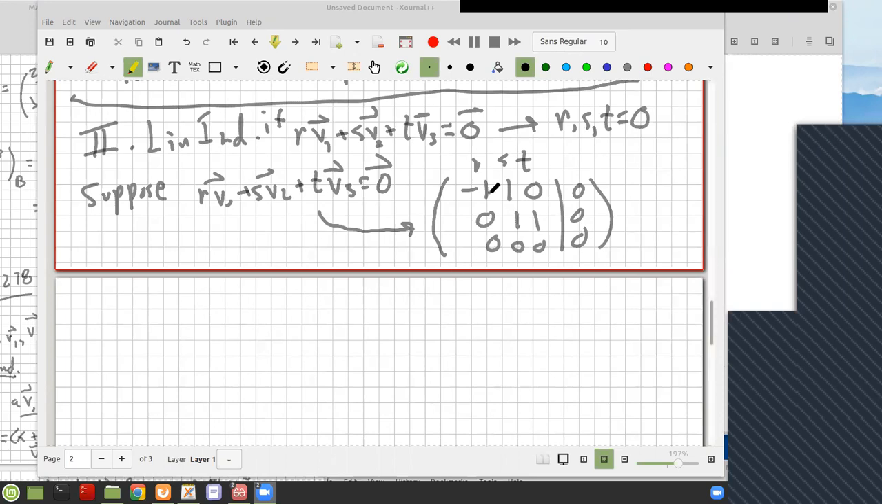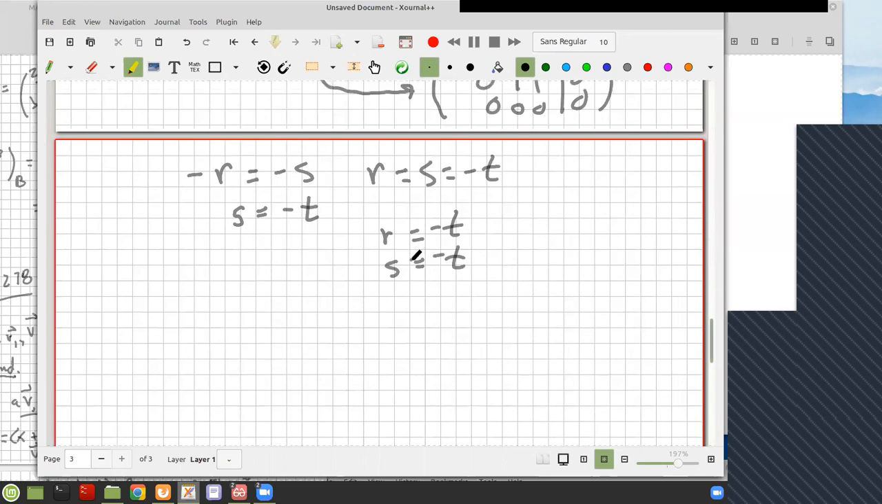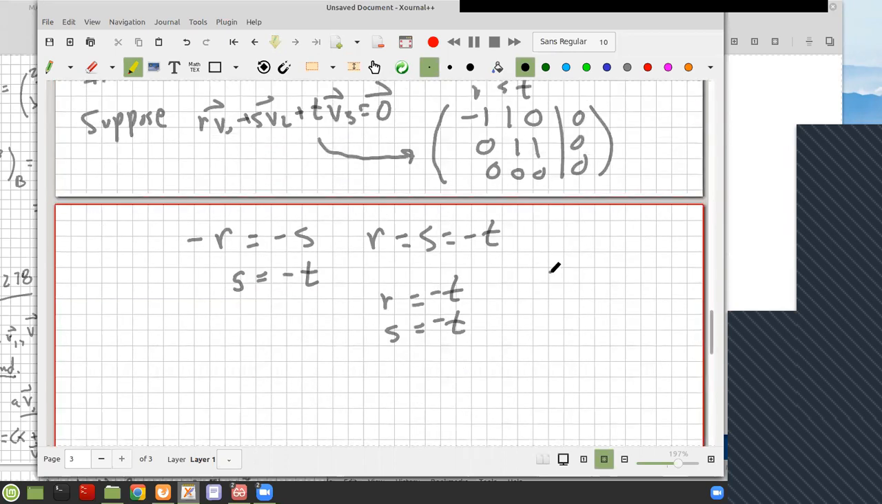So let's solve this system again. Well, S equals minus T. That's from the second equation. And the first equation is minus R equals minus S. So that becomes R equals S equals minus T. So R equals minus T, S equals minus T. And so all I have to do is find a solution of this system for R, S, and T where R, S, and T are not 0. And it's true, I can find one. I can choose T equals 1 and R equals S equals minus 1.